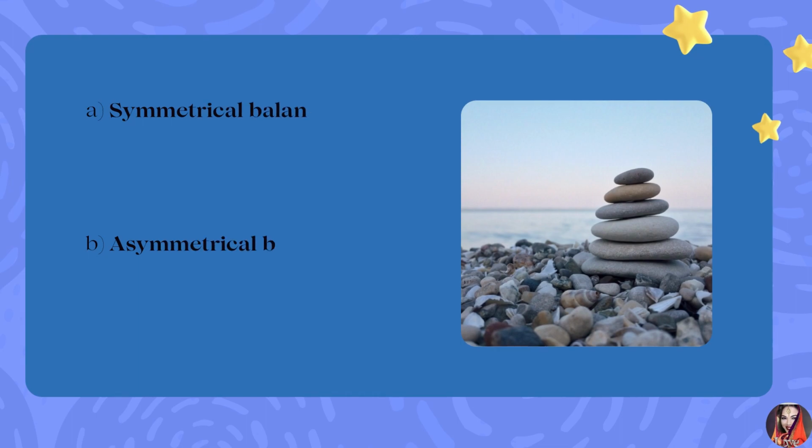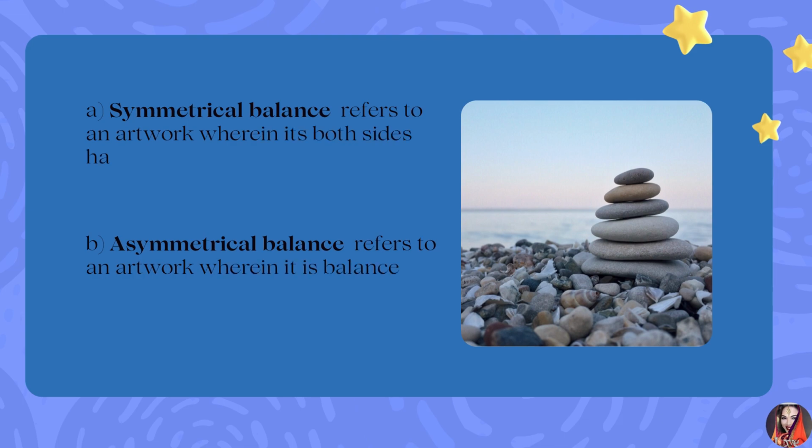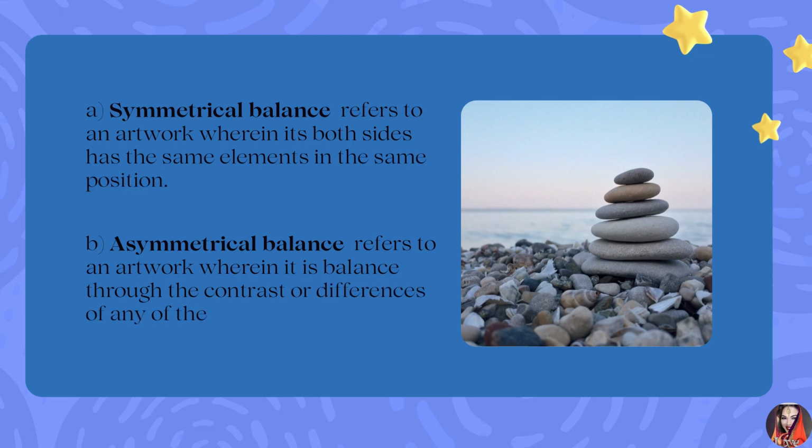The principle of balance can be symmetrical or asymmetrical. Symmetrical balance refers to an artwork wherein both sides have the same elements in the same position. Letter B, asymmetrical balance, refers to an artwork wherein it is balanced through the contrast or differences of any of the elements of art.